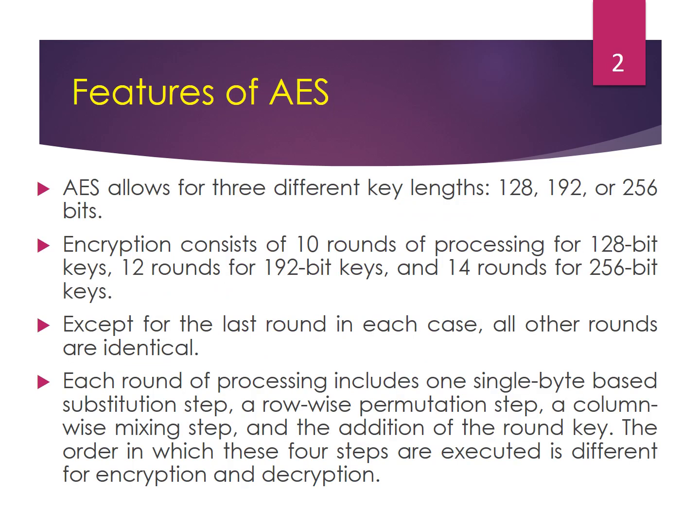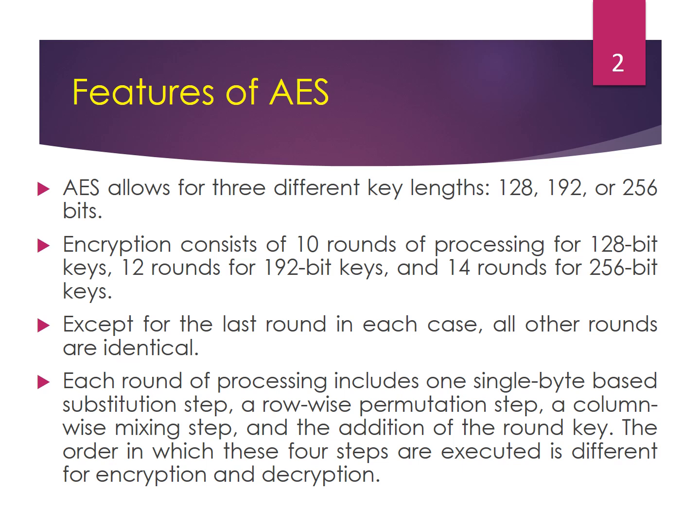Features of AES. AES allows for three different key lengths, that is 128, 192 and/or 256 bits. Encryption consists of 10 rounds of processing for 128 bit keys, 12 rounds for 192 bit keys and 14 rounds for 256 bit keys. Except for the last round, in each case all other rounds are identical.